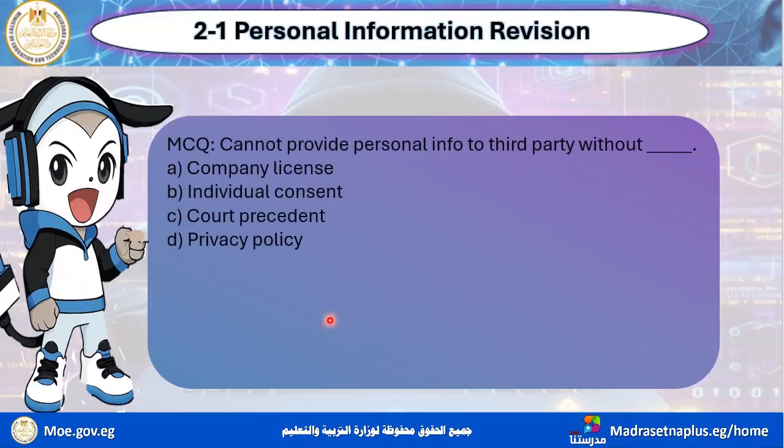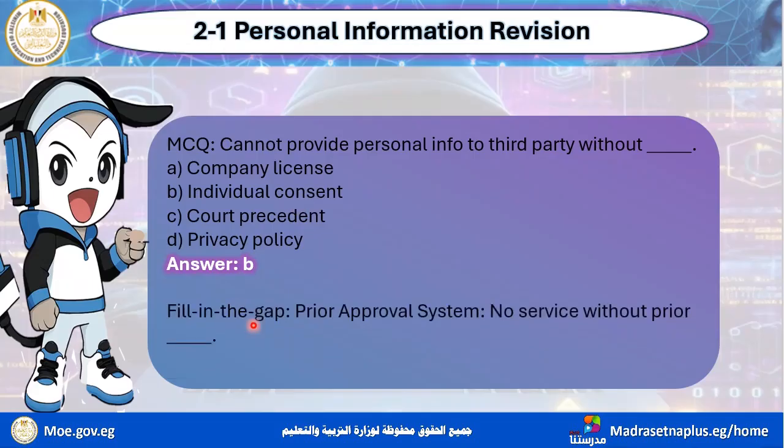An MCQ question. Cannot provide personal information to third party without company license, individual consent, court precedent, or privacy policy. And the correct answer is individual consent.